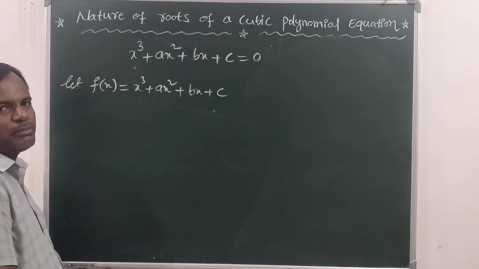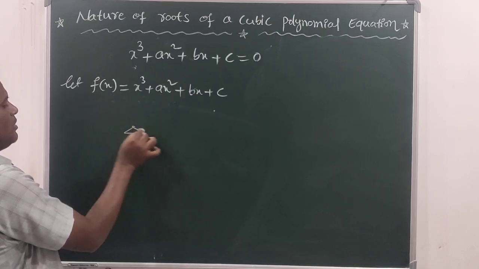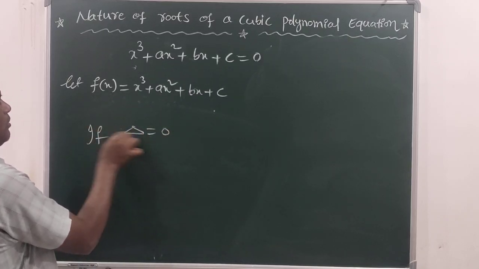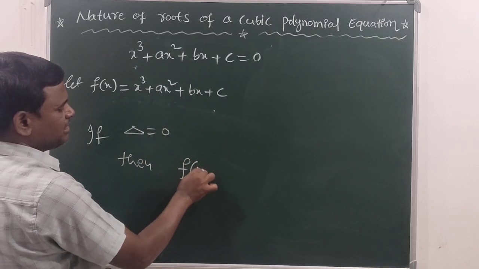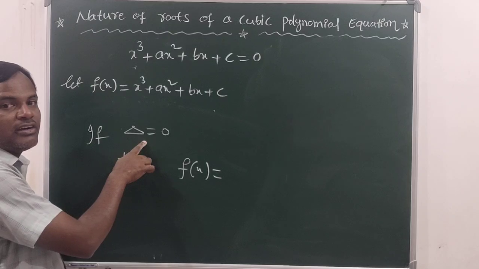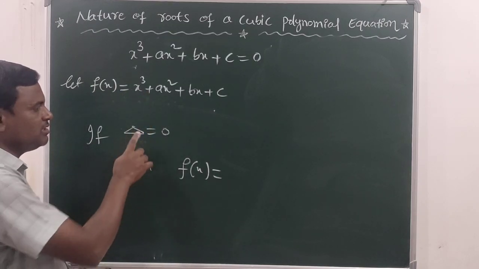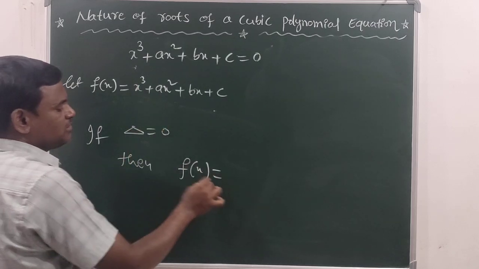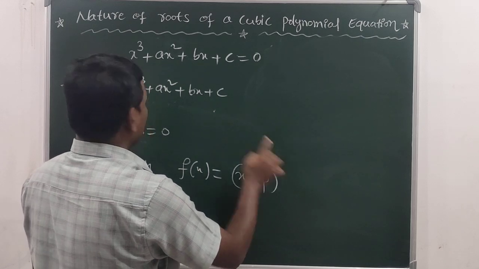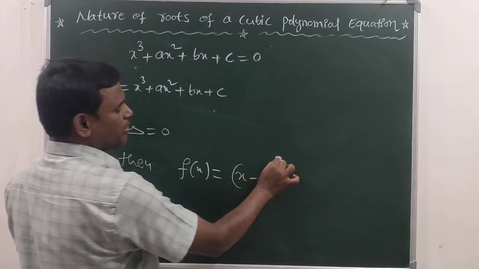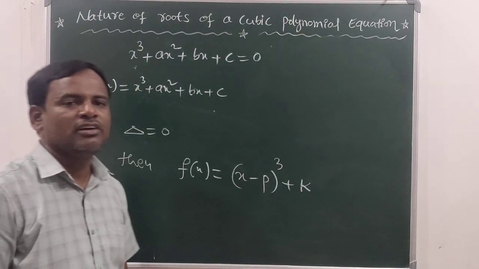If the discriminant value of the first derivative of this function is equal to 0, then f of x can be written like this. Whenever the discriminant value of the first derivative of this function is equal to 0, then this f of x can be written like this: x minus p whole cube, it is a cubic polynomial, no? Write cube, put here some k. You can express it as a perfect cube.